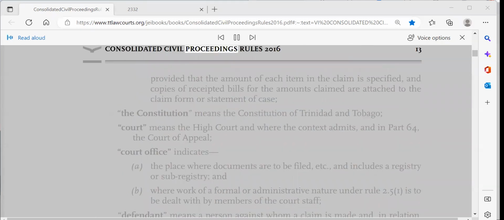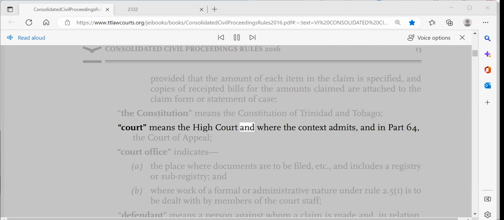Consolidated Civil Proceedings Rules 2016-13. Provided that the amount of each item in the claim is specified, and copies of receipted bills for the amounts claimed are attached to the claim form or statement of case. The Constitution means the Constitution of Trinidad and Tobago.